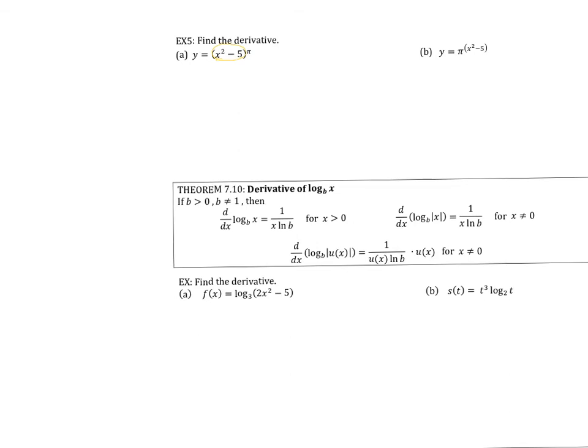This is going back to calculus 1. This is just the chain rule, where the derivative of y is you bring the exponent in the front, the inside stays the same, and you subtract 1 from the exponent, times the derivative of the inside, which is just 2x. Or cleaning this up, it's going to be 2 pi x times x squared minus 5 to the pi minus 1 power.